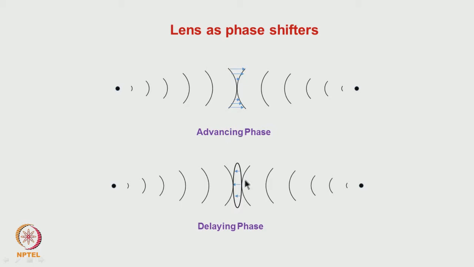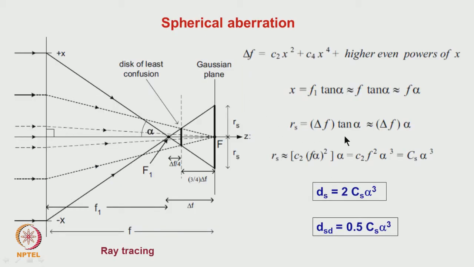In the case of a convex lens, what is going to happen is that it is essentially delaying the phase. So in this case also, for a point object we are able to form a point image, and these lenses are considered as ideal lenses. Why I am mentioning this point is that later, when we talk about high resolution microscopy, we have to consider the lens as a phase shifter. Let us come back to the spherical aberration.